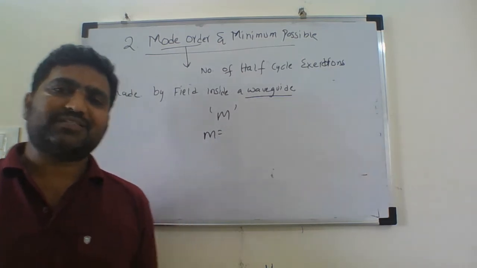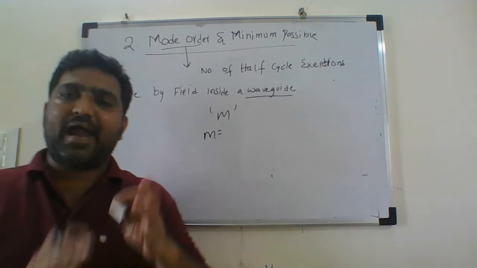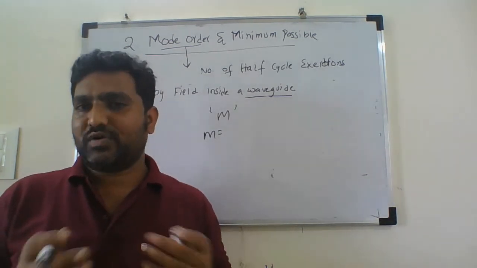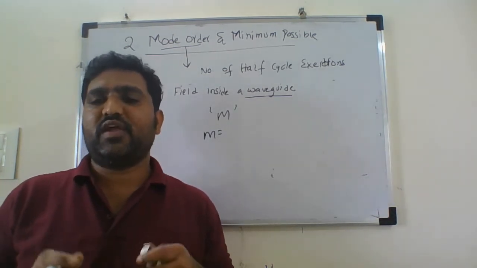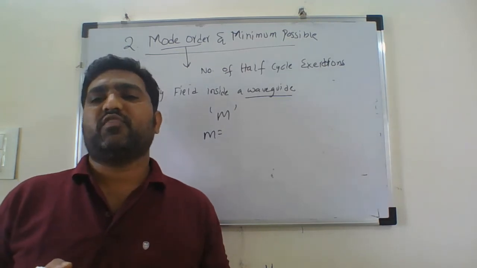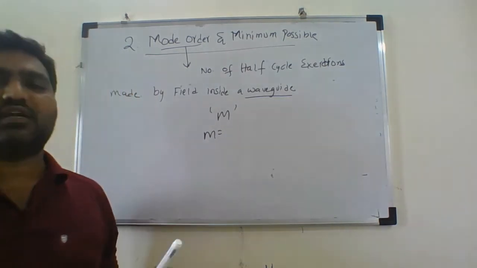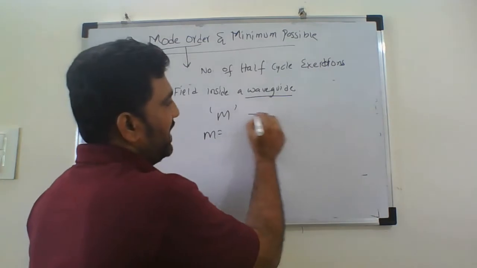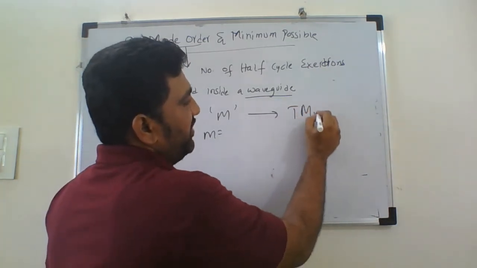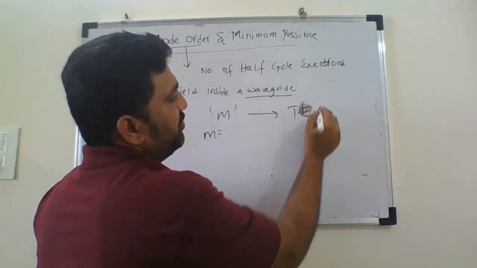So that is basically what decides the pattern of the field. How the field appears, how the field varies inside the waveguide, is decided by this m value. That is why for each m value we get a different mode configuration.